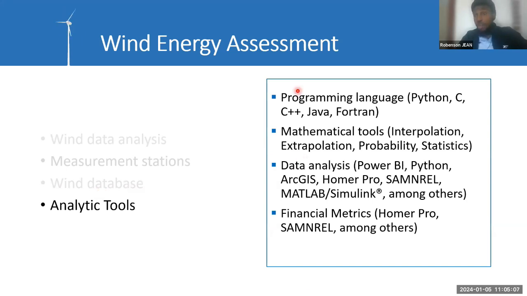So you can use a programming language such as Python, C, Java, C Sharp, or C++, and you can use mathematical tools like interpolation, extrapolation. We have just seen the formula for vertical extrapolation with Weibull. You can use the probability statistic tools in order to improve your data set, and also the data analysis tools such as Power BI, Python, Excel, ArcGIS, OMEPro, Samuel.